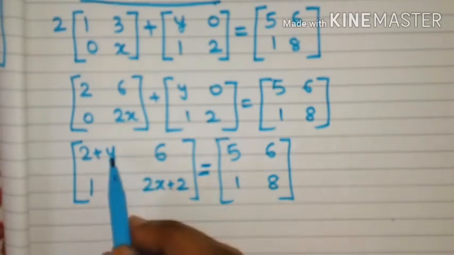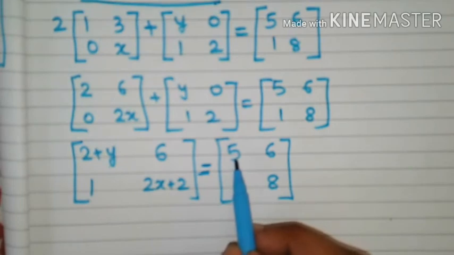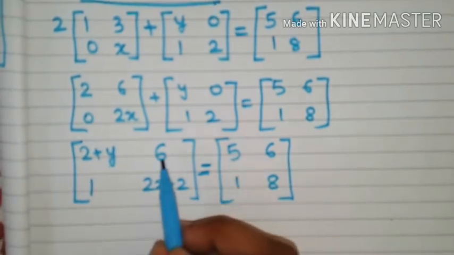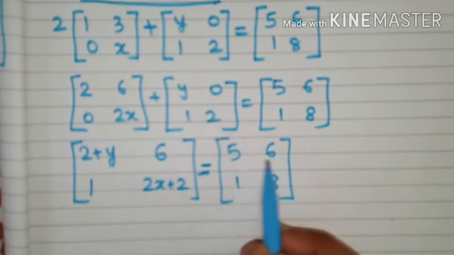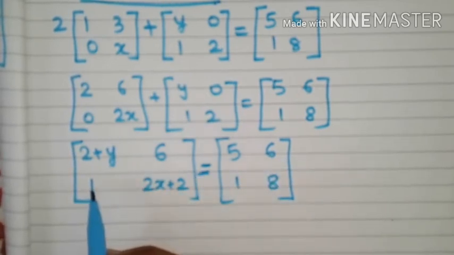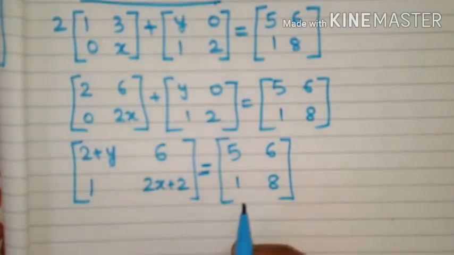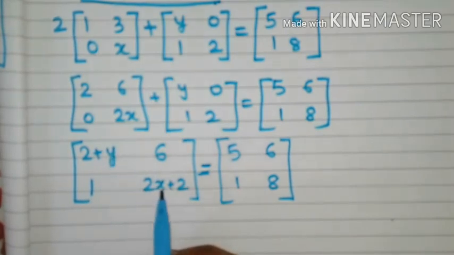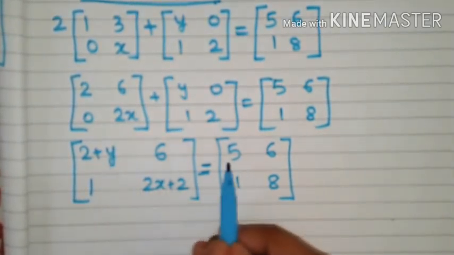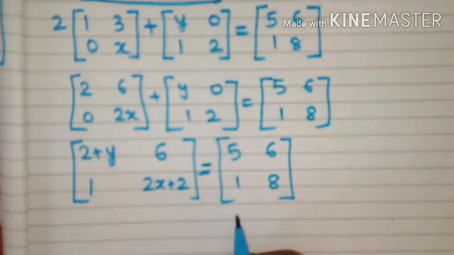Which means the first row first column element of this matrix is going to be equal to the first row first column element of this matrix. So if you see, the first row second column element in both the matrices is 6. The second row first column element of both the matrices is also 1. So wherever we have the small y and small x, let us equate the corresponding matrix elements. That is the only way to get the values of x and y.